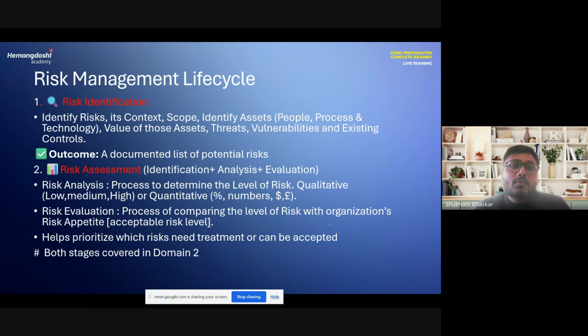Okay. Now, importantly, you have identified risk, so you know that X, Y, Z are the risks. What are you going to do about that? Right? So what you're going to do is analyze and evaluate. So risk assessment includes risk analysis and risk evaluation. Now, what does that mean? When you identify risk, don't you want to know what's the level of risk? Low, medium, high, right? Low, medium, high is nothing but qualitative, which means there are no numbers associated with it.